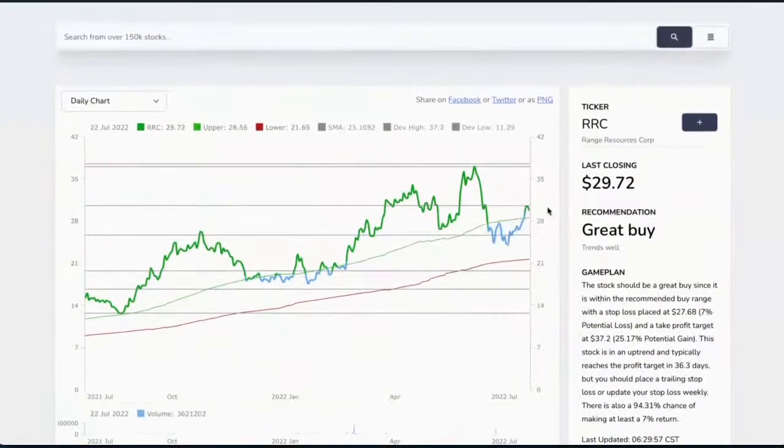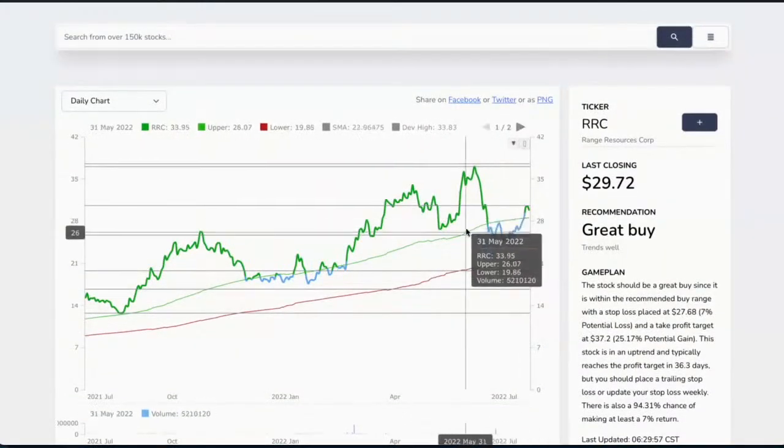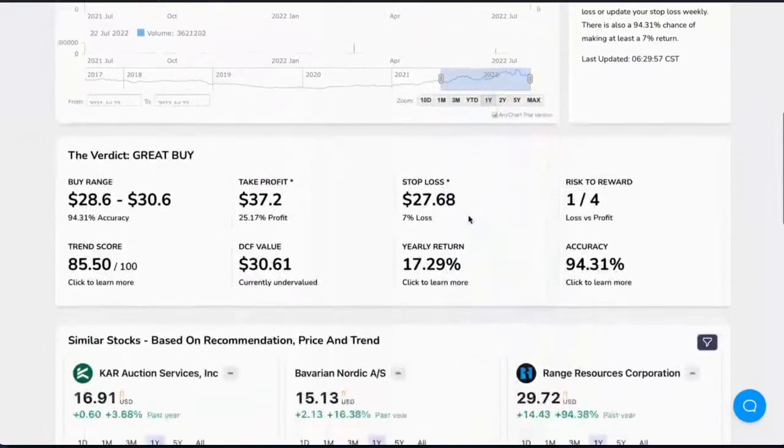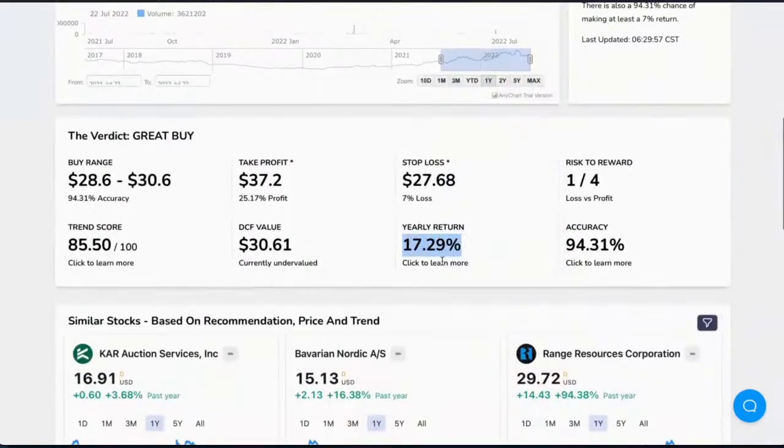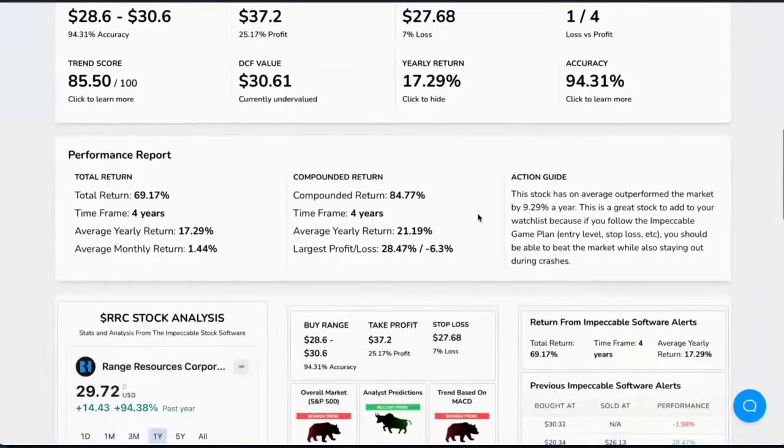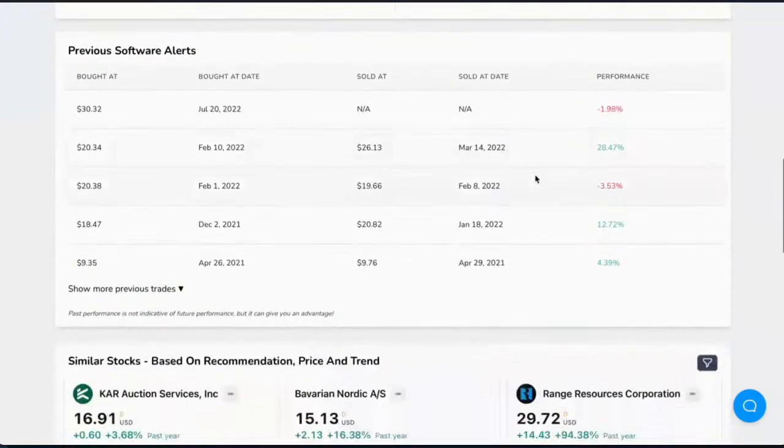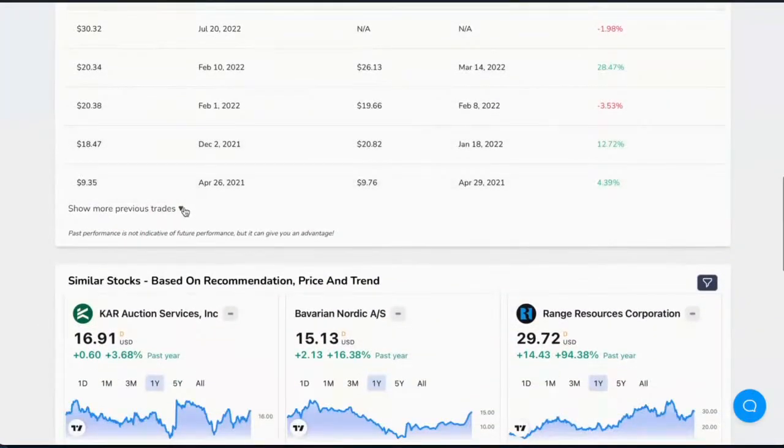Here's an amazing stock that was on the screener. Great buy right above the green band. You can see here it trends well. It makes about a 17% return a year, which is going to be double your average market return. And not only that, you now know how this works and why, and you can actually do it for yourself.